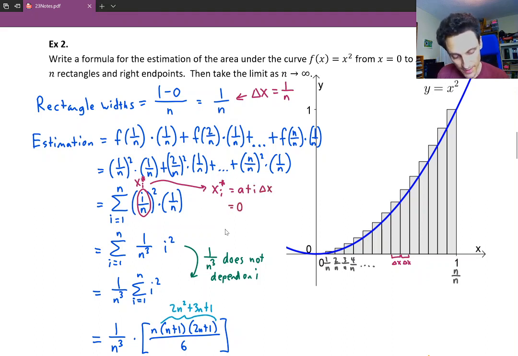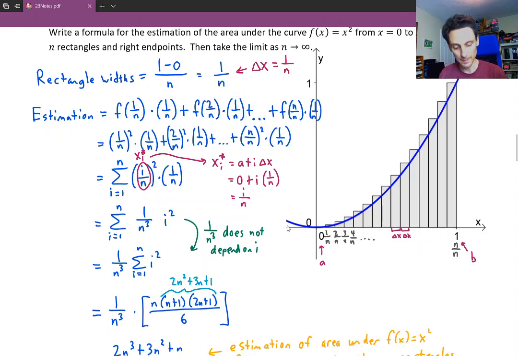A is 0. This is like your a right here. This is like your b. A is 0, i is i, and delta x we calculated as 1 over n. So you get i over n. So i over n gives you a formula for the x values that you're going to plug in to get the heights of your rectangles. You're going to plug those x values into the function to get the heights of your rectangles. So that's how that new notation ties in with that example 2 that we just did.